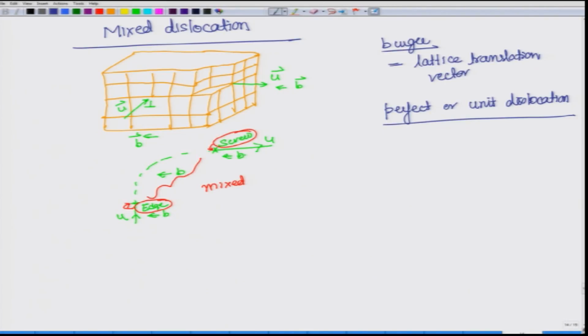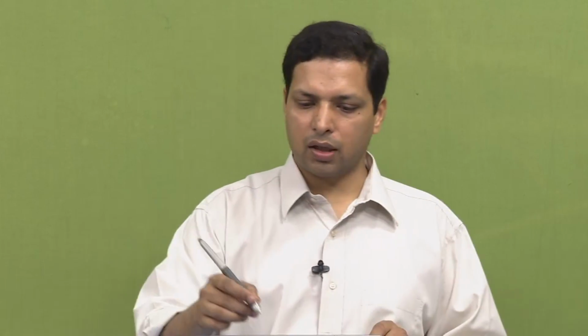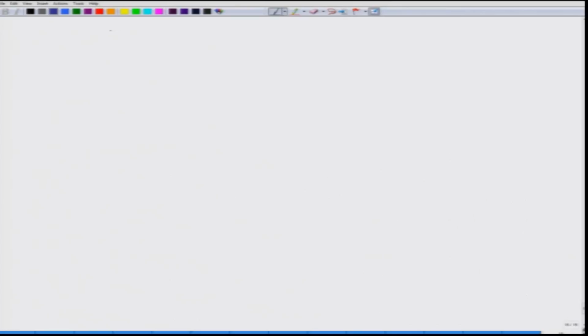So, now we are in a position to talk about some important characteristics of dislocations. We have seen the fundamentals of dislocations. I would not say that we have gone into dislocations thoroughly, but we have seen the very fundamental characteristics of dislocations. So, what are these fundamental characteristics? Let us look at it.